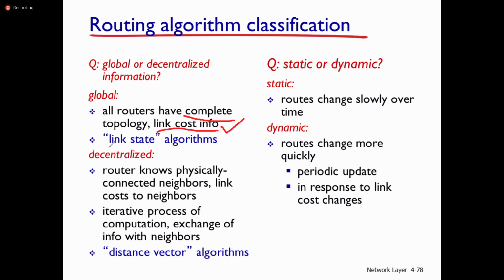The example algorithms that come under this global category are link state algorithms. Link state algorithms are global algorithms where all routers maintain the cost information.